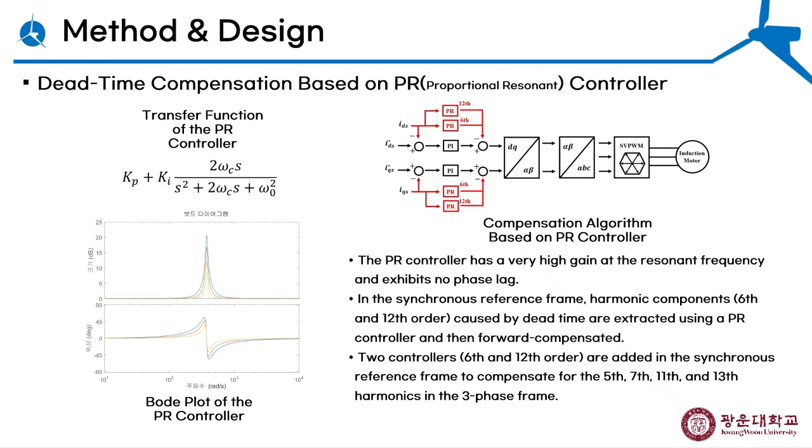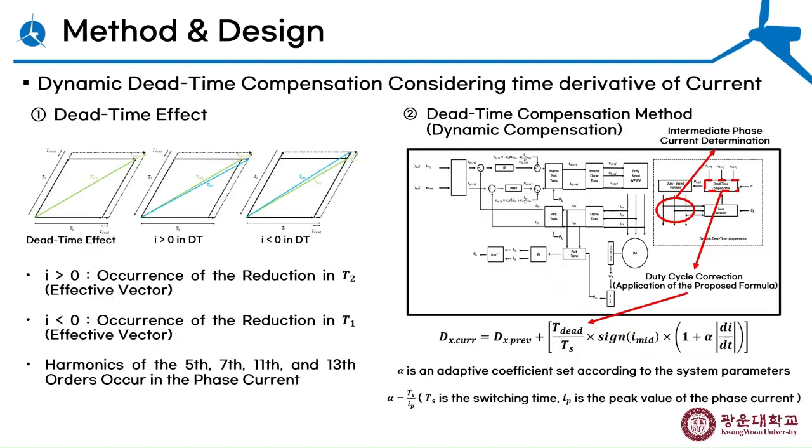The PR controller exhibits very high gain at a specific frequency with no phase lag, making it suitable for harmonic compensation. In our approach, the PR controller runs in parallel with the current controller in the synchronous reference frame. By tuning the PR controller to match the 6th and 12th harmonics, it can selectively extract and compensate for those components, effectively reducing dead time-induced effects.